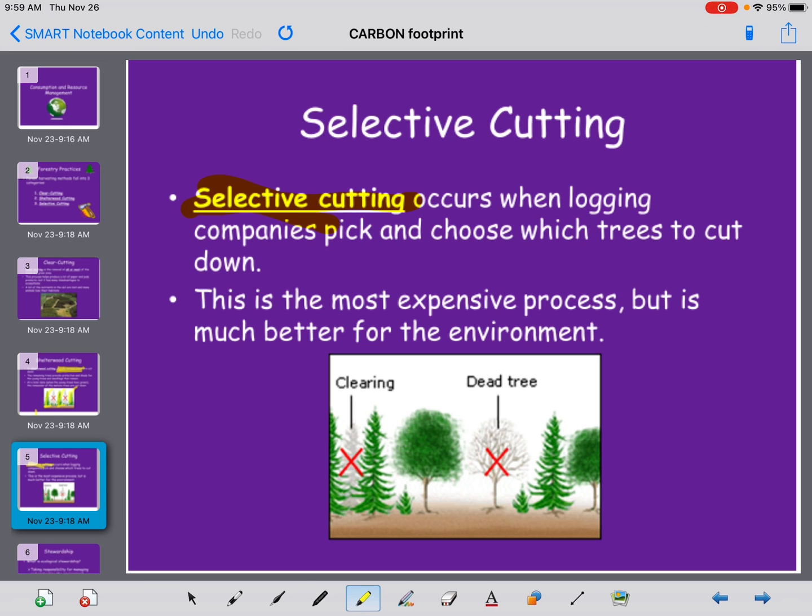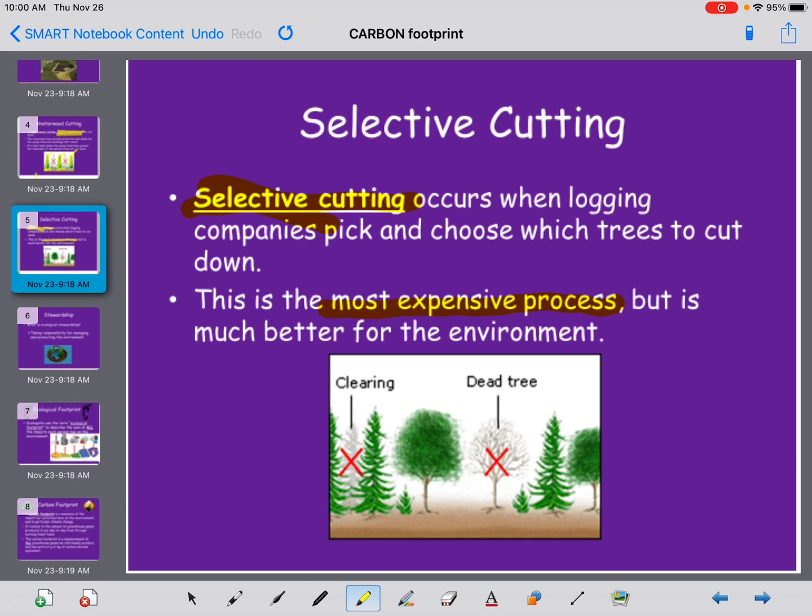Okay, so this is an expensive process, very similar to shelterwood cutting. It's going to take a long time as well. You have to have somebody go out into the forest and mark off which trees are actually going to be selected to cut down. However, same advantage as before, from an environmental standpoint, it's still being maintained because you still have trees that are able to be part of the ecosystem.